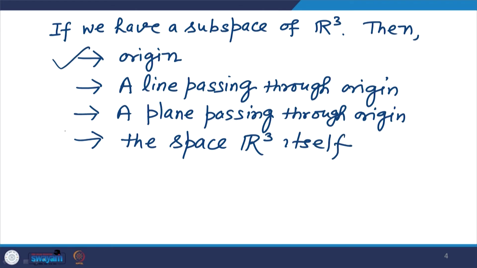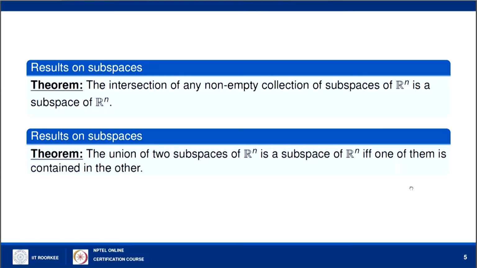So, first and last are trivial subspaces, while the middle two are non-trivial subspaces. So, only these four possibilities we are having geometrically for subspaces of R3. We are having some important results on the subspaces.